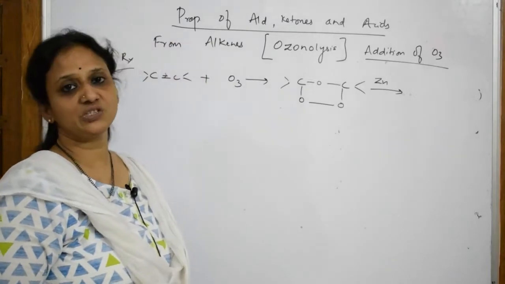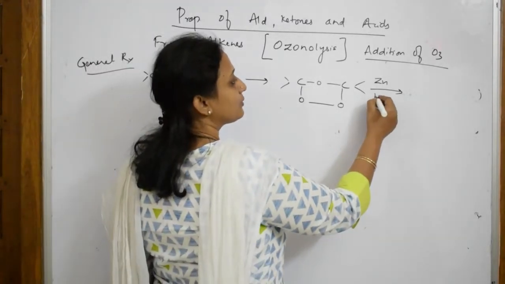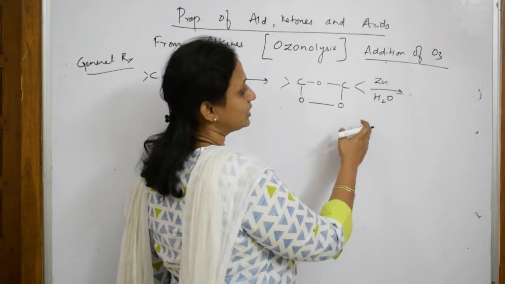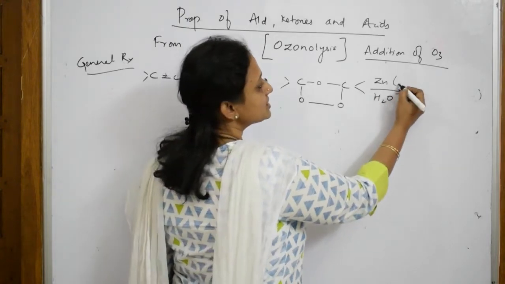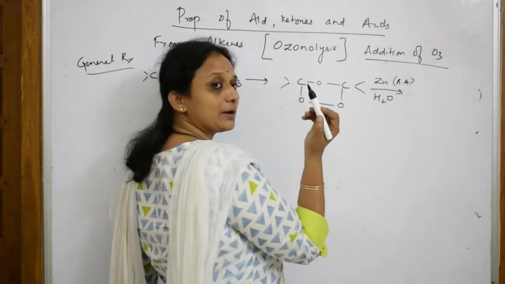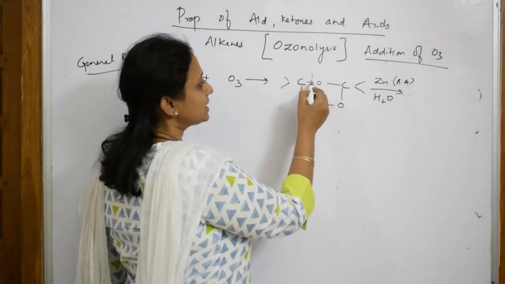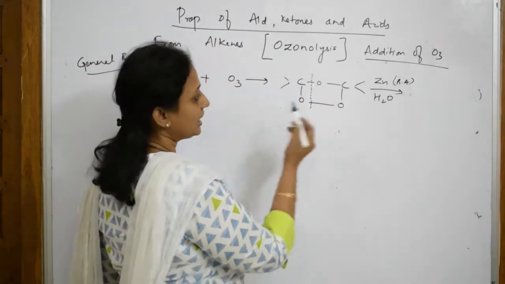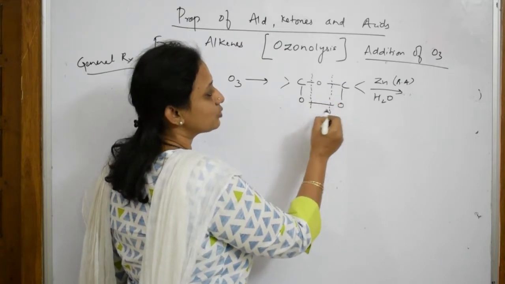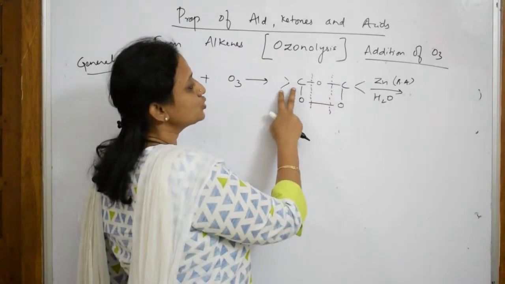zinc? Zinc is a reducing agent. And I'm going to add water also. I'll tell you why water. Now, as I said, zinc is a reducing agent. What's going to happen? Take your pen. Just exactly cleave this bond here. Again, cleave this bond here. Correct? You're going to get 2 carbonyl groups.